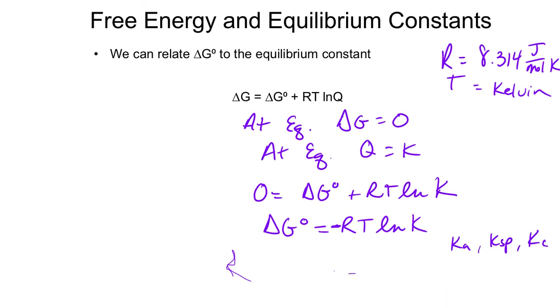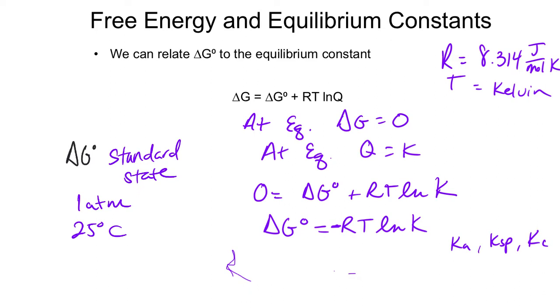So when we have something like delta G naught, the naught stands for standard state. And there are certain properties that we expect for the standard state. Does anyone remember this from 1210? Yeah, standard state. So 1 atmosphere, 25 degrees Celsius. And if it's in a solution, the solution concentration is 1 molar.